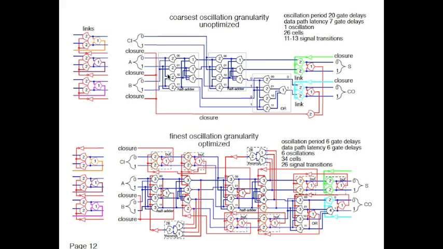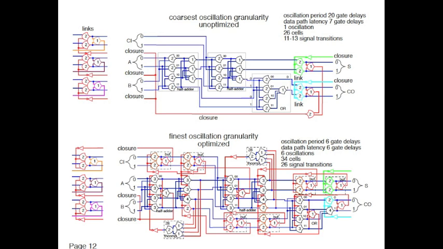The latency for this circuit is 1, 2, 3, 4, 5, 6, 7 gate delays. So what that means is whenever a data input is presented, 7 gate delays later the output will appear. The latency for this circuit is 6 gate delays, 1, 2, 3, 4, 5, 6. So whenever the data input is presented, the output will appear 6 gate delays later. But now this circuit will accept input every 6 gate delays, and this circuit can accept an input only every 20 gate delays.